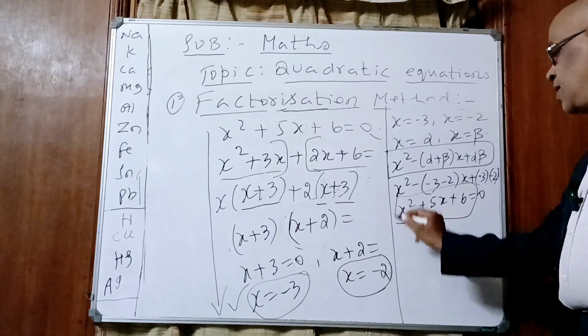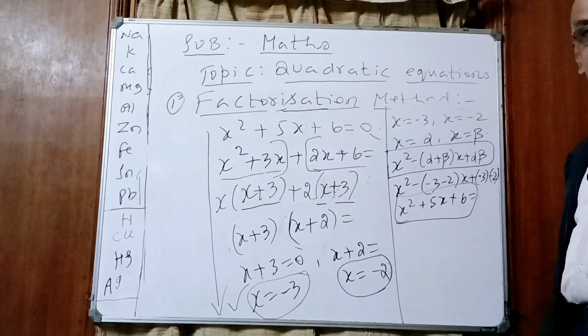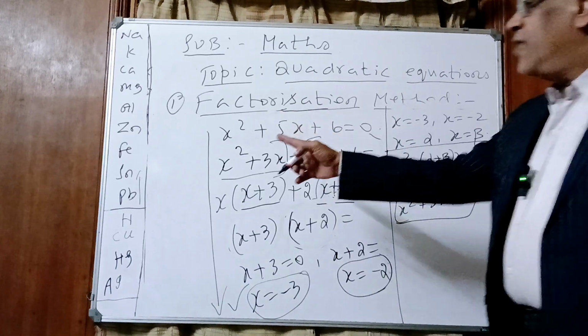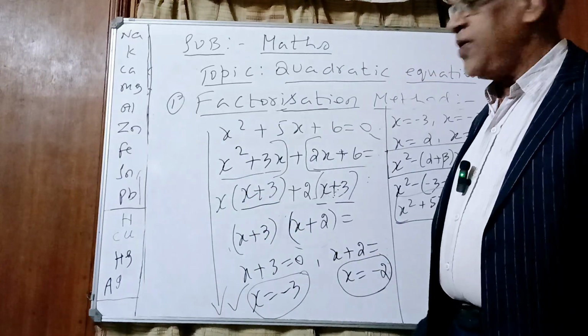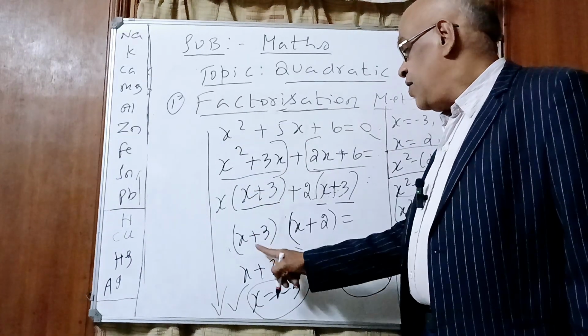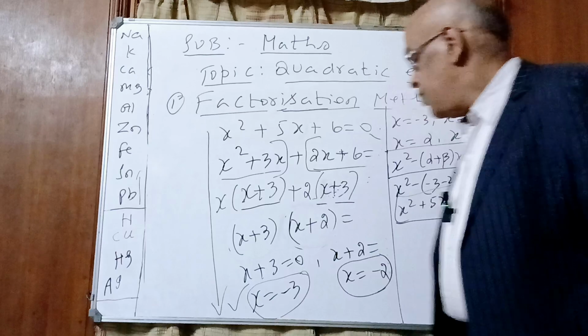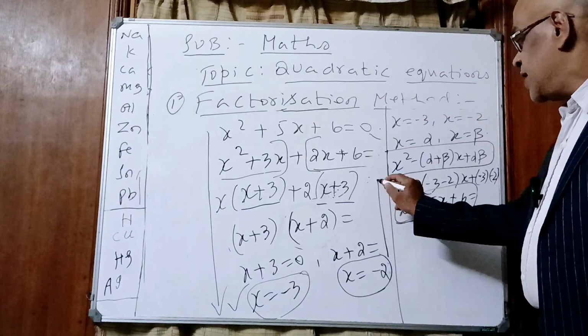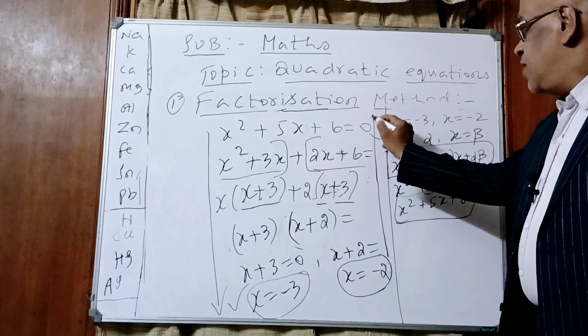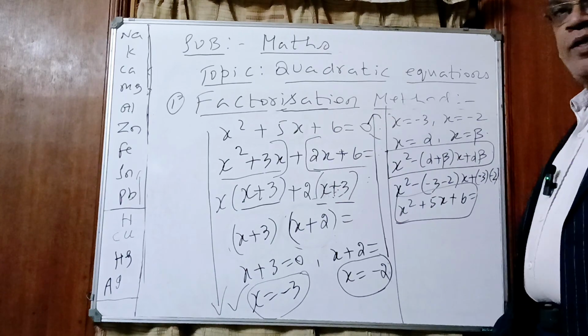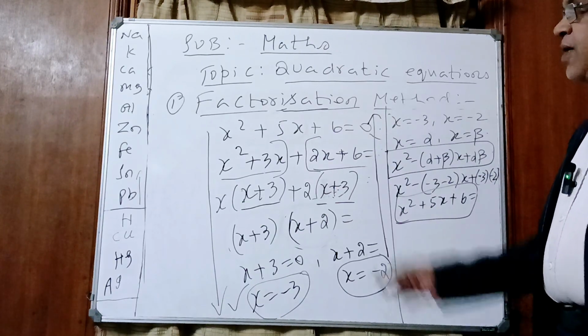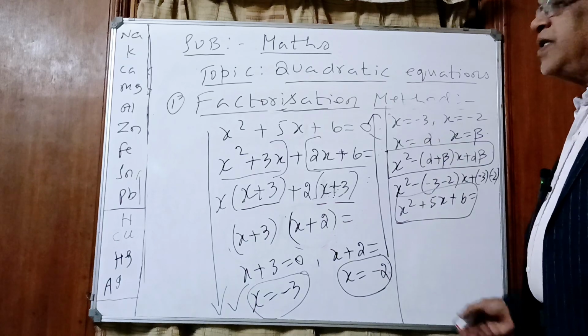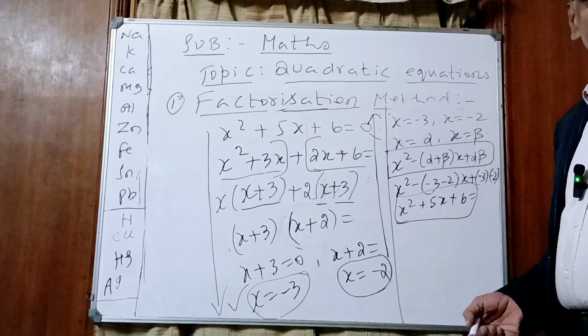See children, the beauty of polynomials and quadratic equations. What we did in quadratic equations, we found the factors. From the factors we found the zeros. Here from the zeros we found the factors. From the factors we found the quadratic equation. So what does it mean? Polynomials and quadratic equations are opposite of each other.